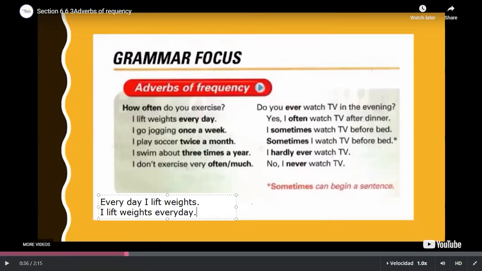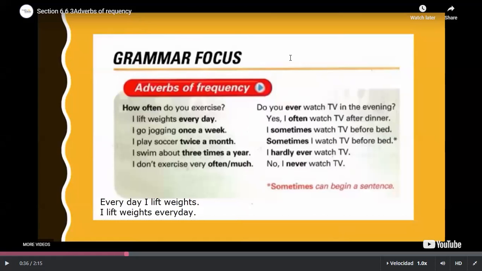Now, the ones that have only one word, for example, often, sometimes, usually, always, never, go between the subject and the main verb. In this example, I often watch TV. I sometimes watch TV. I never watch TV. So you can put it in between the subject and the verb.